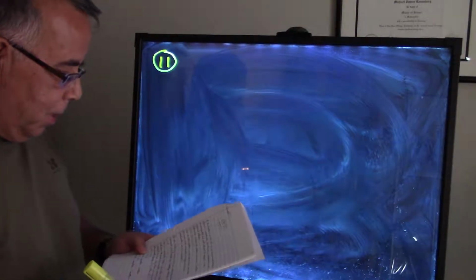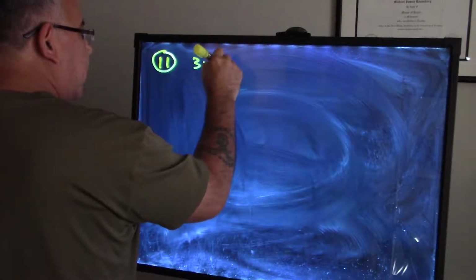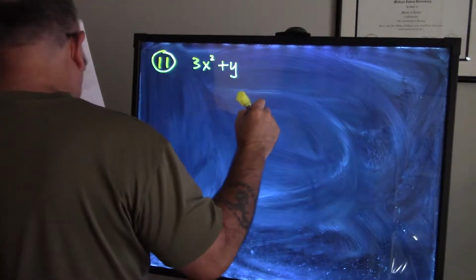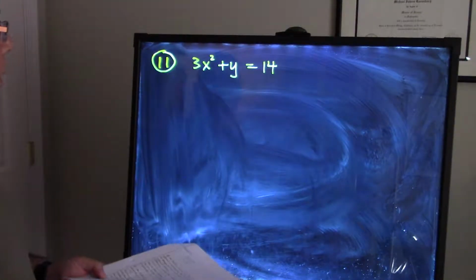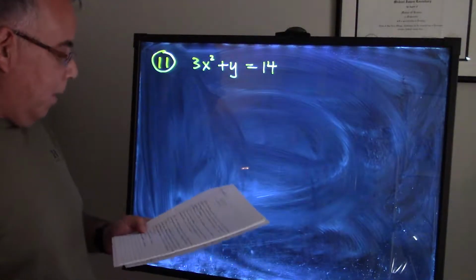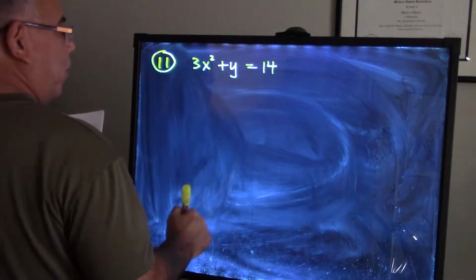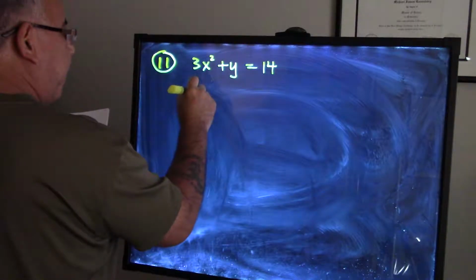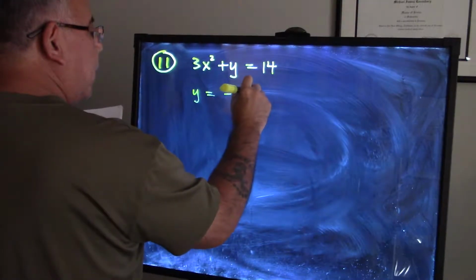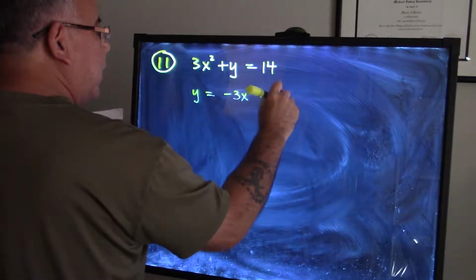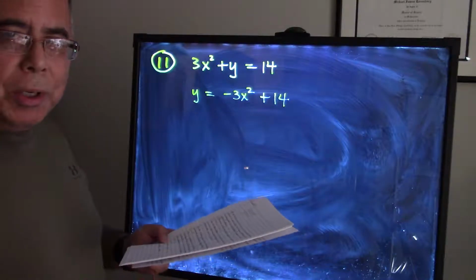Problem number 11. We have 3x squared plus y equals 14. So we need to see if this is a function of x. So we solve it for y. Subtract 3x squared from both sides. So you've got y equals negative 3x squared plus 14. Or you could have 14 minus 3x squared, which would be equivalent.